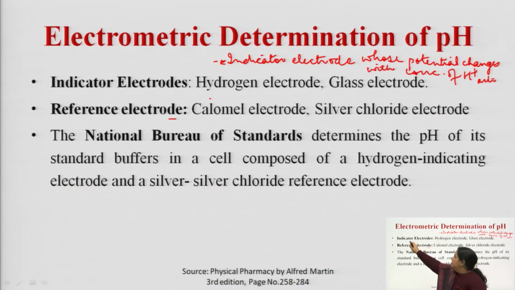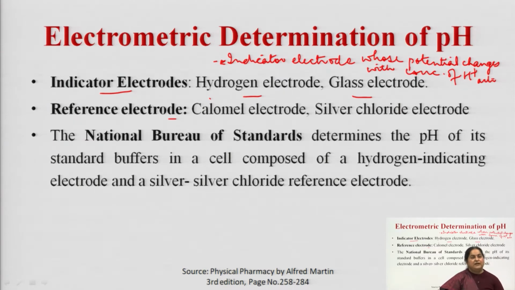And for that it is known as the indicator electrode, because it will be indicating the pH of the solution, right. And for that we have two examples, one is the hydrogen electrode and another one is the glass electrode, right. These two indicator electrodes can be used for the determination of pH, because the hydrogen electrode depends on the hydrogen ion activity and the glass electrode also depends on the activity of hydrogen ion, right.